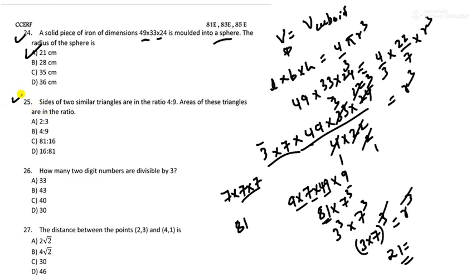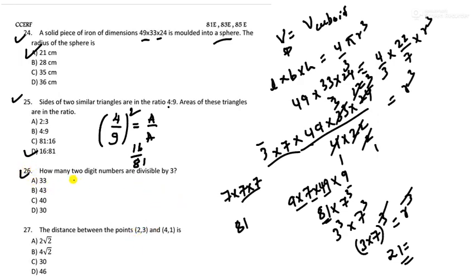Okay, so question number 25, let us see this. Sides of two similar triangles are in the ratio 4 is to 9. Okay, similar triangles, sides 4 is to 9. Area of this will be what? Area is always square of that, correct? So this is 4 4s are 16 divided by 9 9s are 81. So answer is 16 by 81. Okay, it's a very simple question.